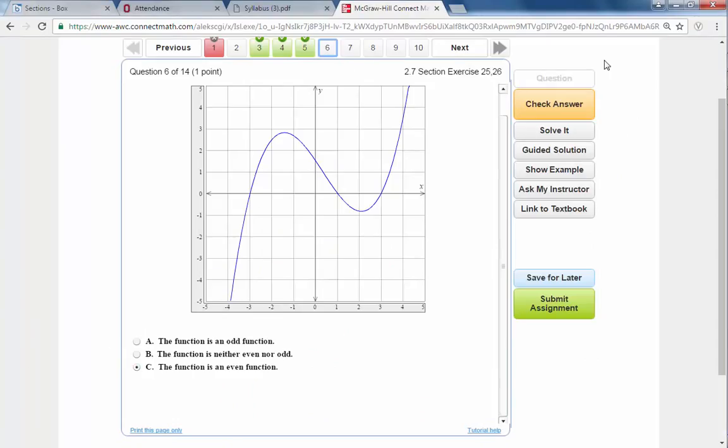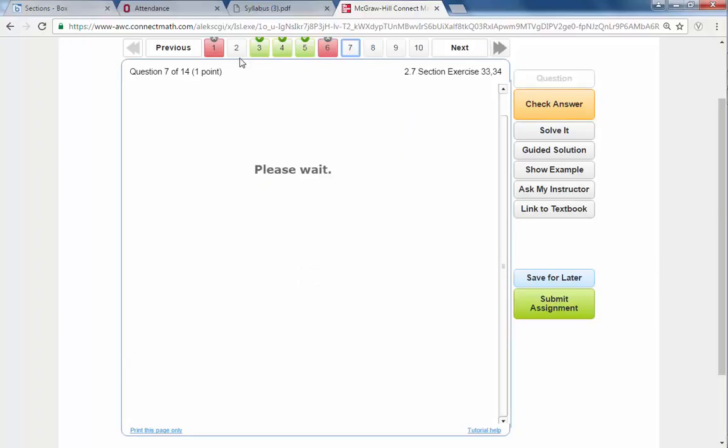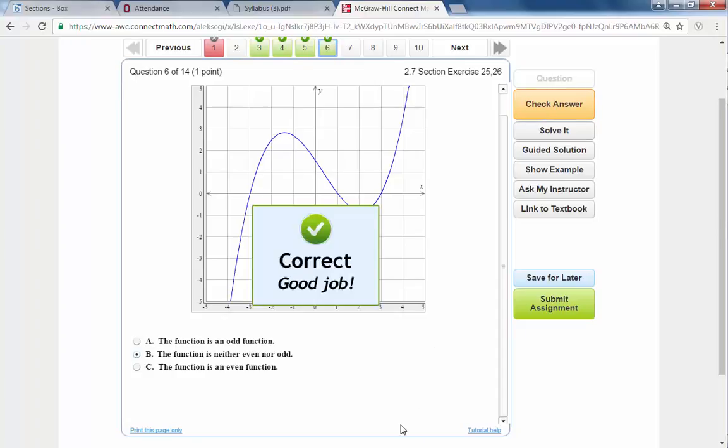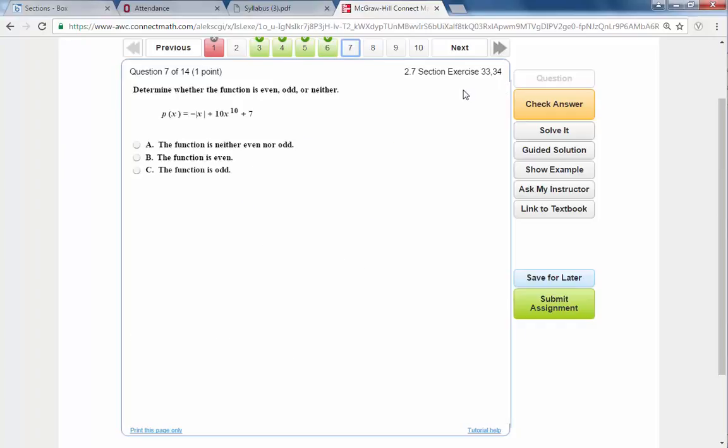Part C. Yeah, it's B for my question. Neither even nor odd. Or was it not a function? It can still be a function, but it's not y symmetry. It has no origin symmetry. It's still a function though. You see, vertical line counts.